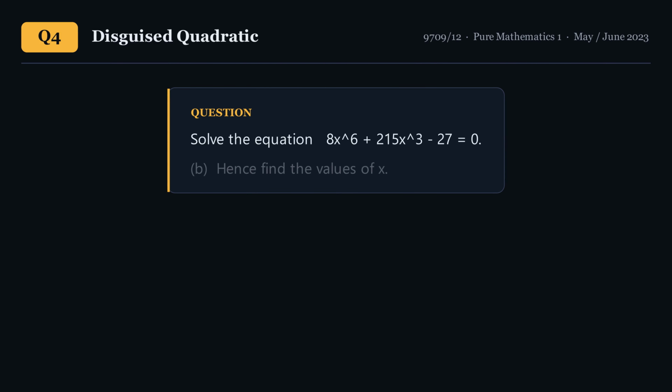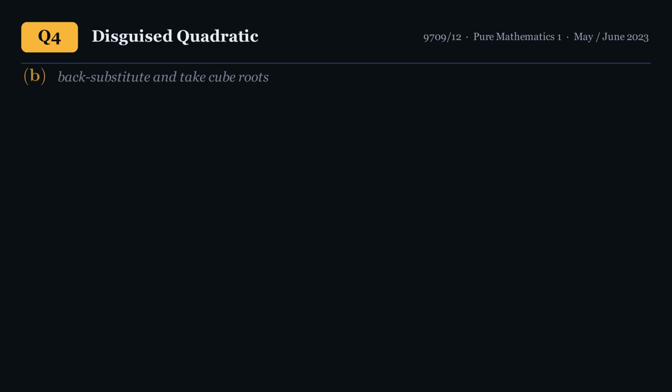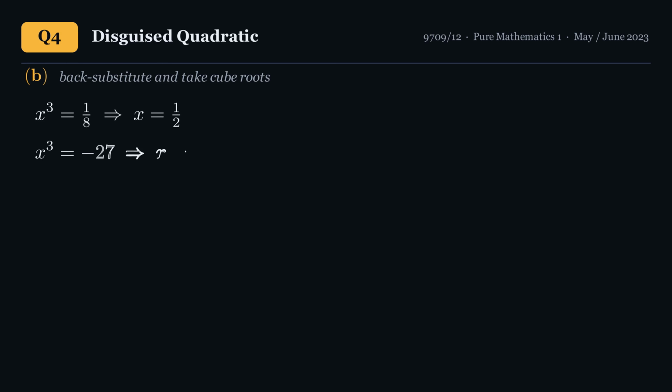Part B. Hence find the values of x. Now let's work through the solution step by step. Back substitute x cubed equals u and take cube roots. When x cubed equals 1/8, x equals 1/2. When x cubed equals negative 27, x equals negative 3. The solutions are 1/2 and negative 3. So x equals 1/2 or x equals negative 3. And that completes question 4.